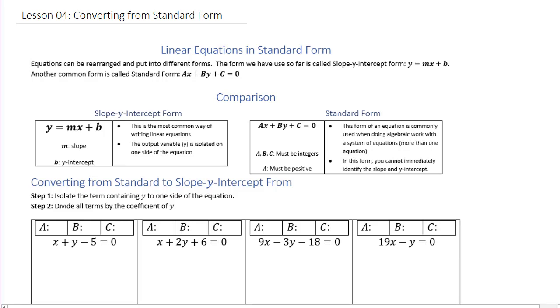Okay, welcome to week 2, lesson 4. Today we're going to talk about converting from standard form to slope y-intercept form. So what does that mean?